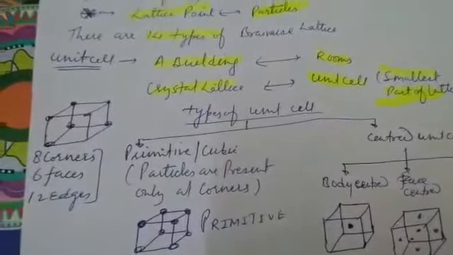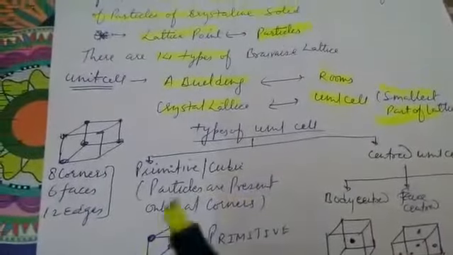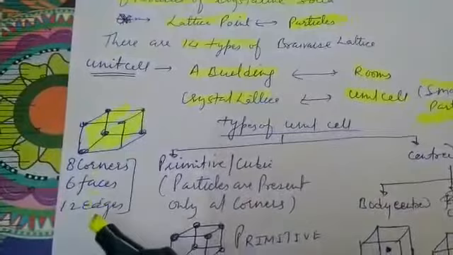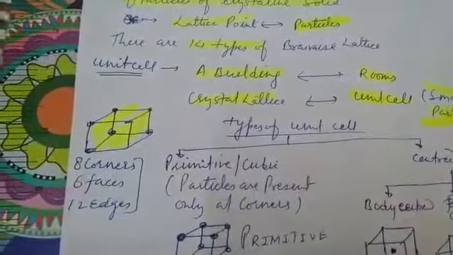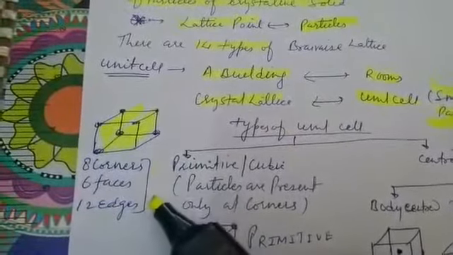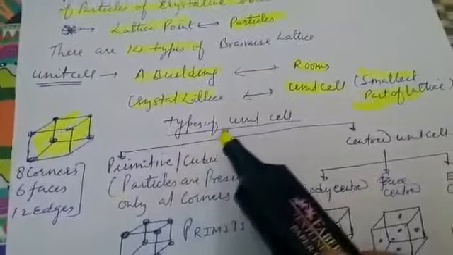Now, how many types of unit cells are there? First of all, you should see the diagram which I drew here. There are 8 corners, 6 faces and 12 edges in a cubic unit cell. Now we will discuss the types of unit cell.